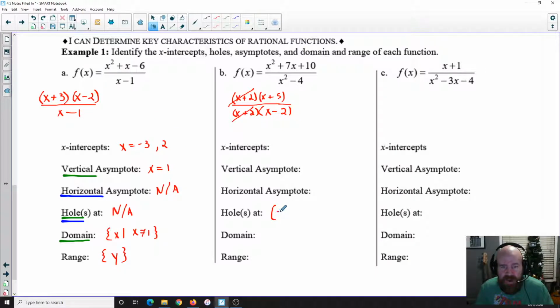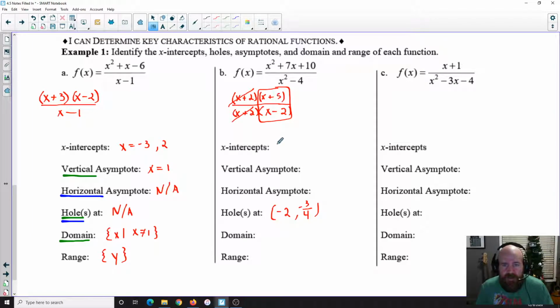So we have the x value of the hole would be -2. Now we have to find the y. So if we plug -2 into the simplified function, -2 plus 5 is 3. -2 minus 2 would be -4. So we have -3/4. Right? So that's a coordinate for the hole.